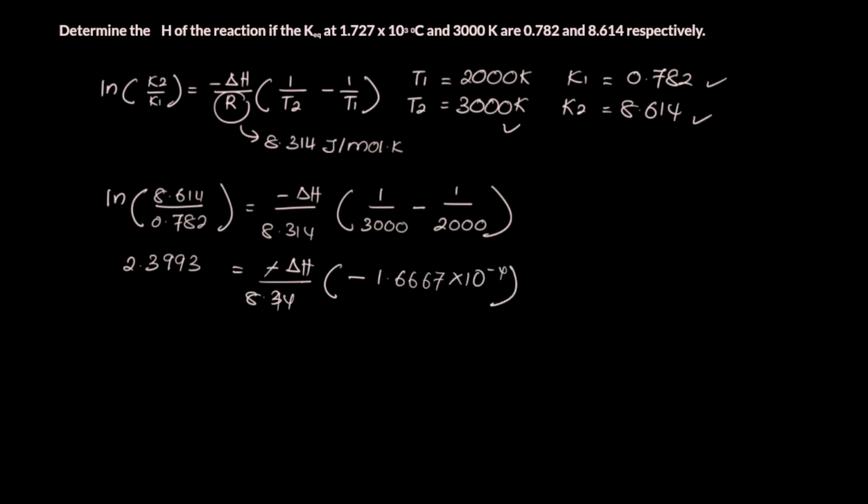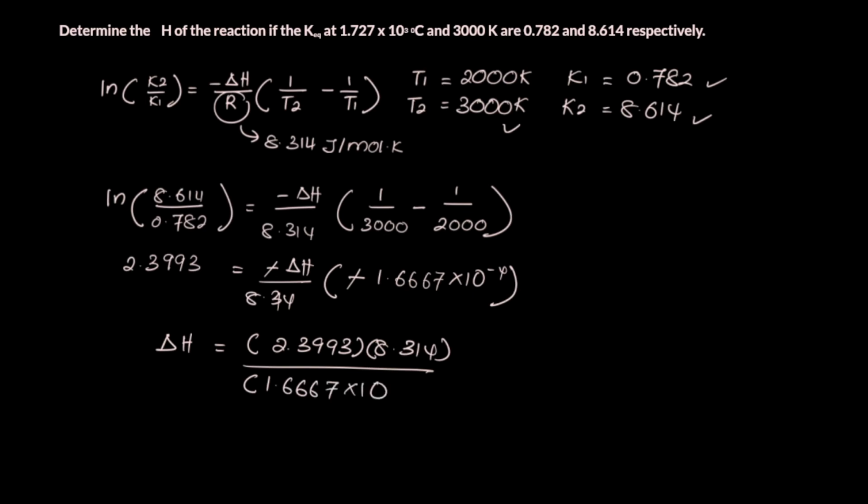Because this is negative and this is negative, you will get your delta H equivalent to 2.3993 times 8.314 divided by 1.6667 times 10 to the power of negative 4. So you just have to press your calculator and you should get your delta H equivalent to 1.1968 times 10 to the power of 5 joule per mole. So this is the final answer for your fifth question.